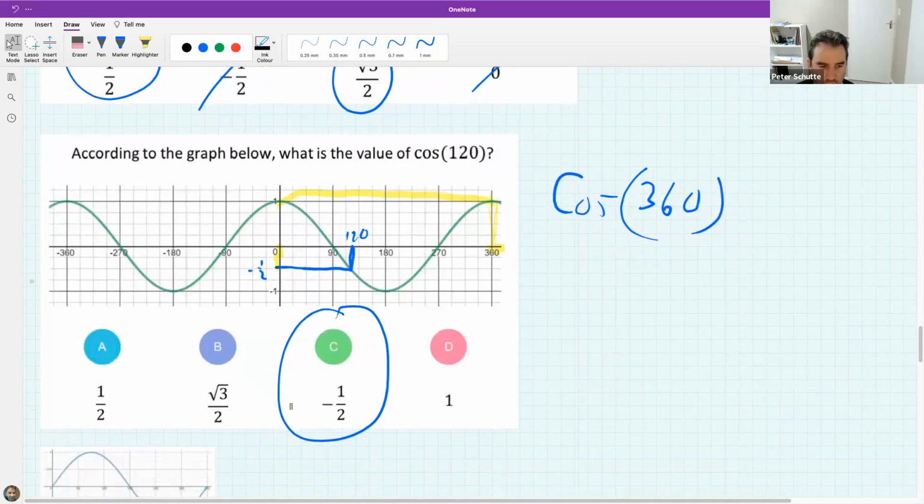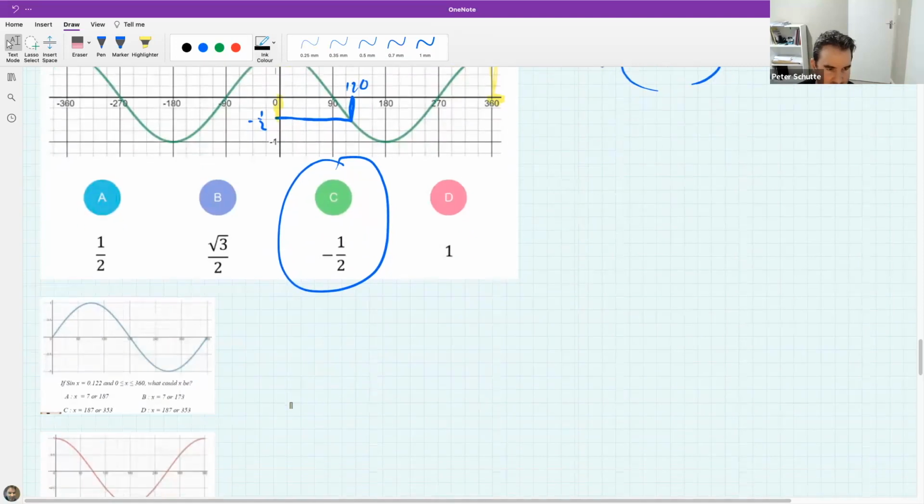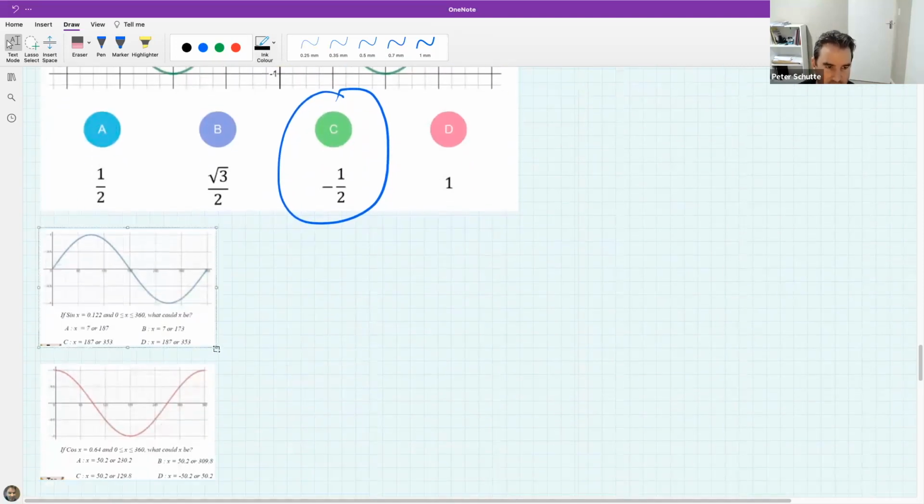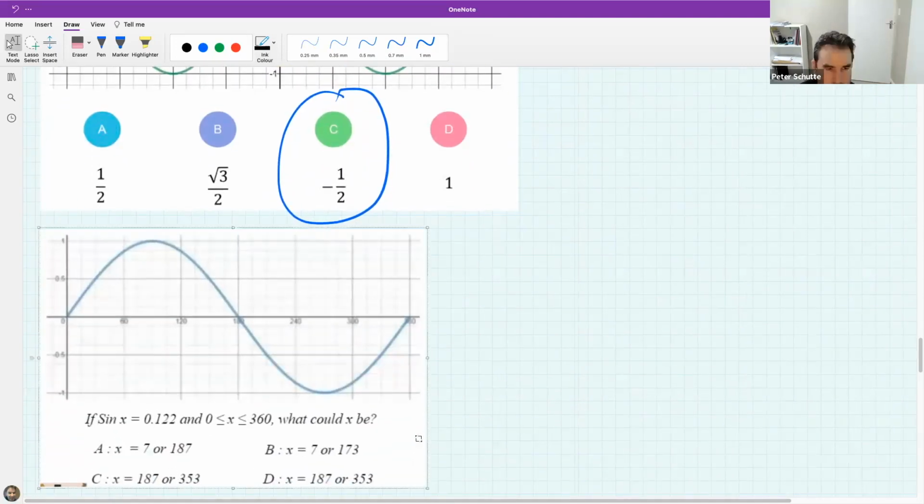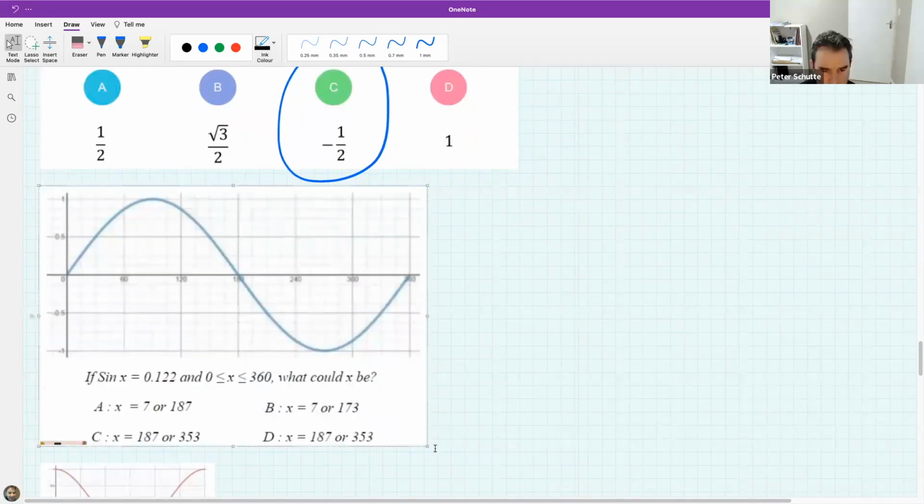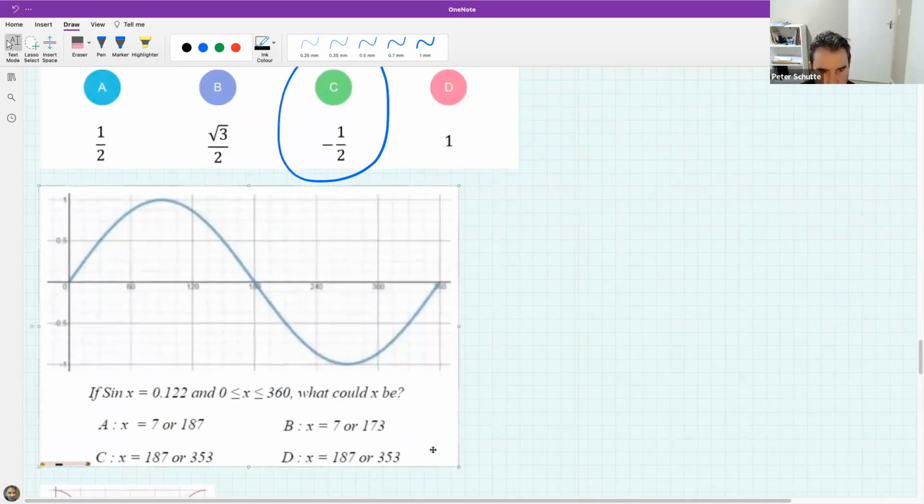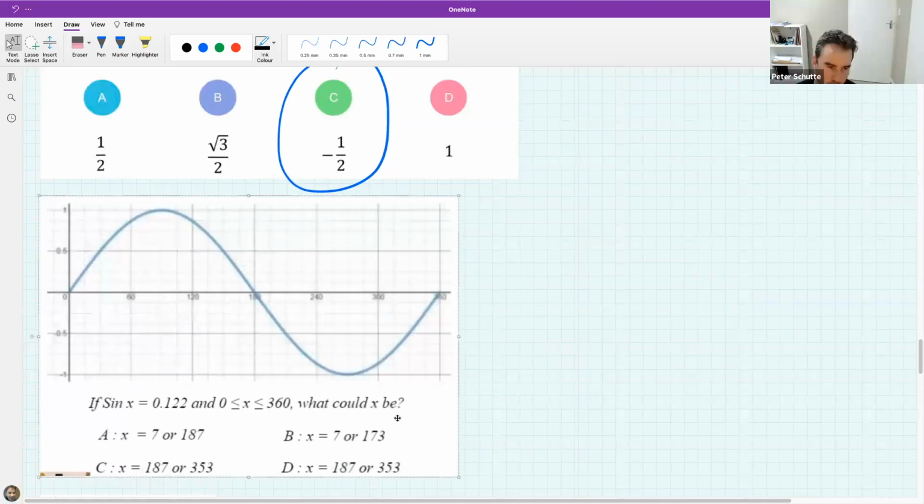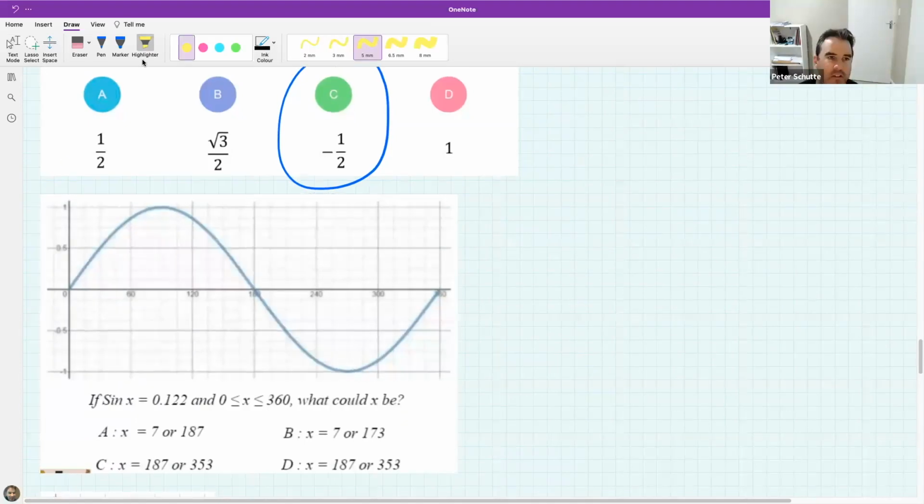Okay, so let's have a look at another one over here. Here's something a little bit more interesting. This goes back to what we call a trig equation. This says the sine of x is 0.122.